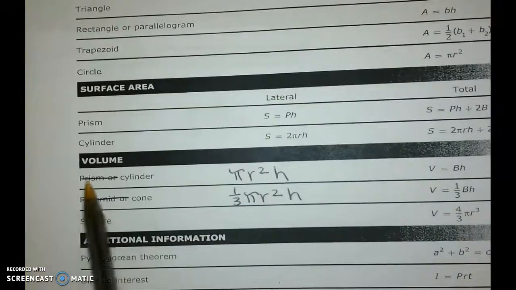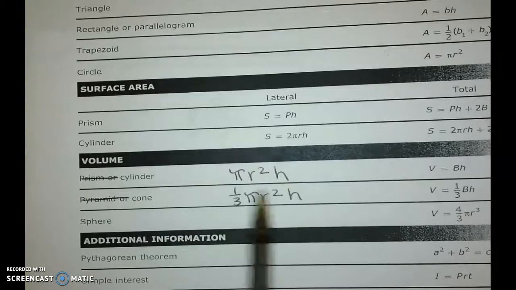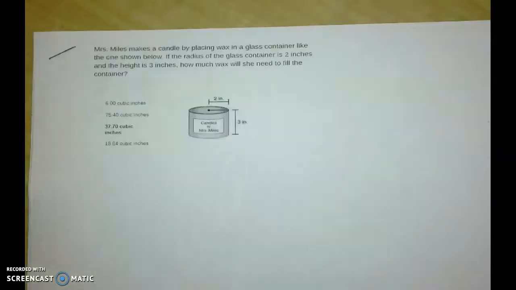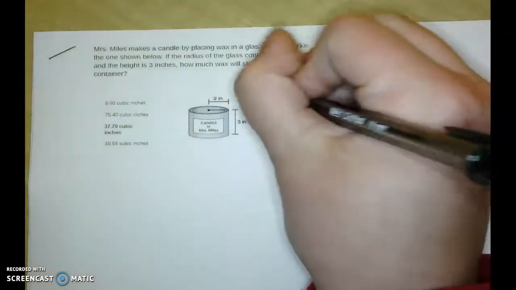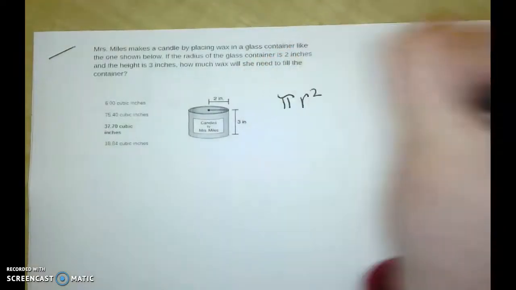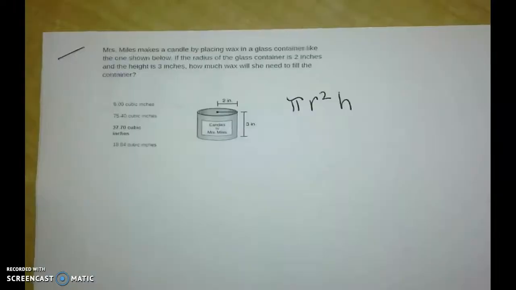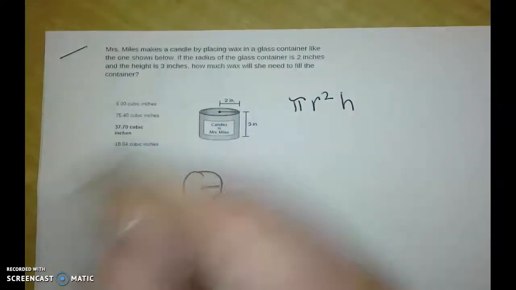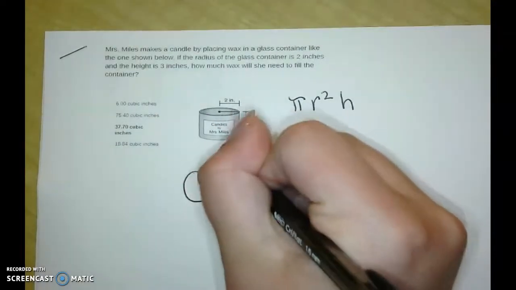So I'm coming back over here, and I'm going to go to my cylinder formula. I was given a radius. It didn't say anything about area of the base, so I'm going to use this formula right here. So go ahead and write that formula down. We've got pi r squared h. Now I'm going to draw my base just so I have my numbers. So I have a circular base with a radius of 2 and a height of 3.